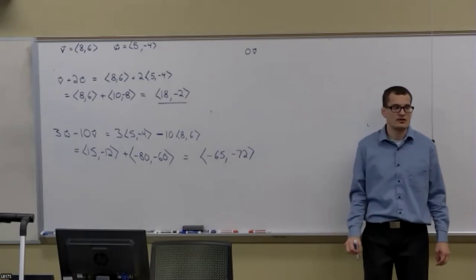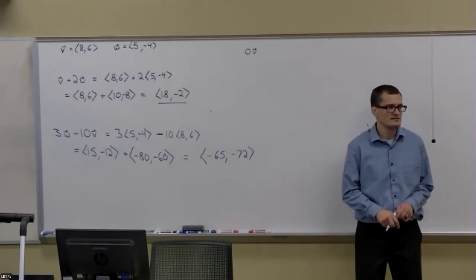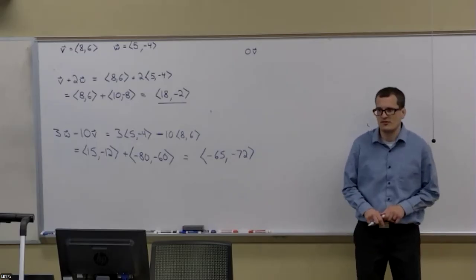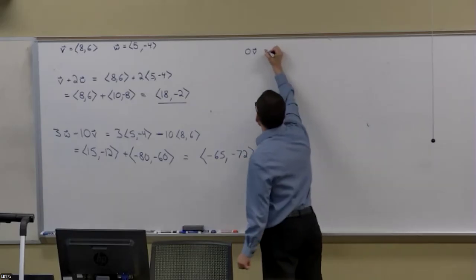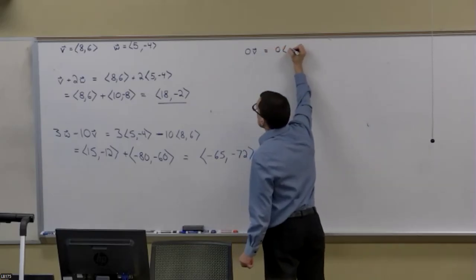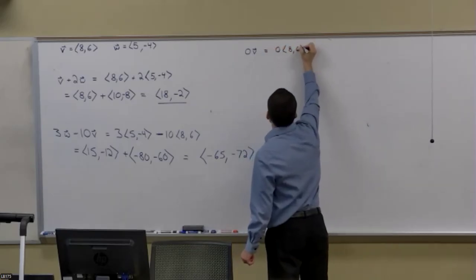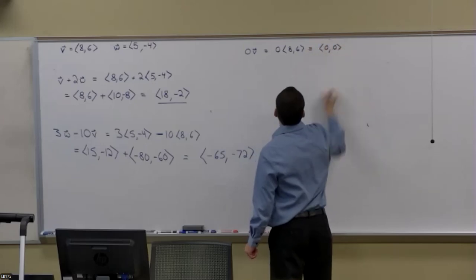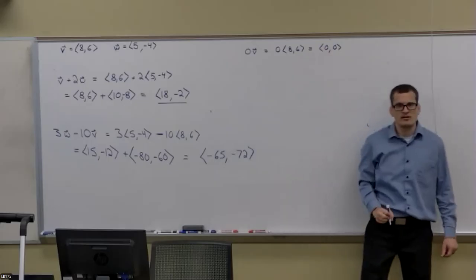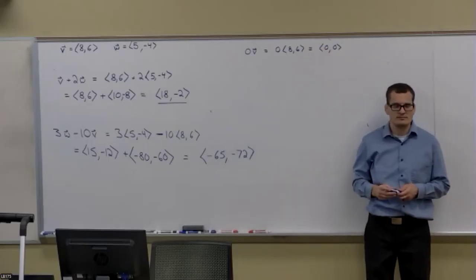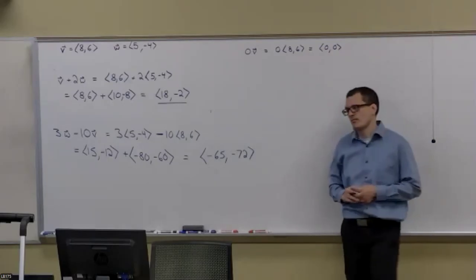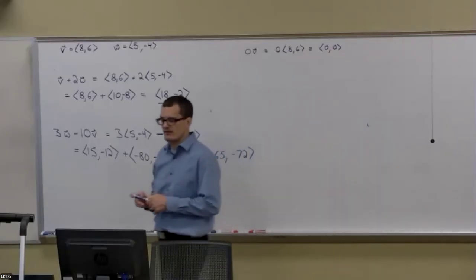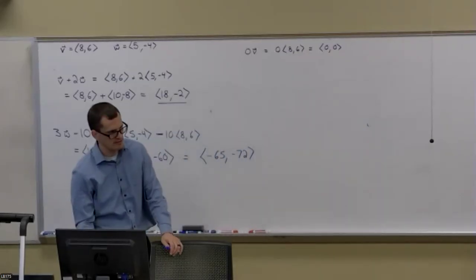But no, 0v is 0. It's a 0 vector, right? So 0 times anything, any real number, I should say, is 0. So we get the 0 vector. So 0 times any vector is the 0 vector.